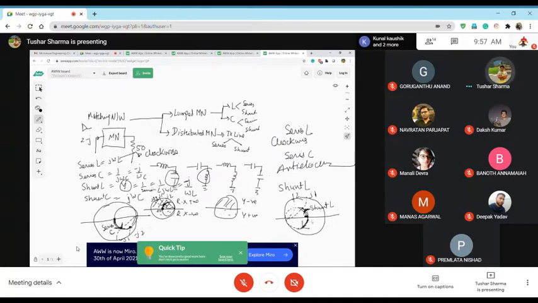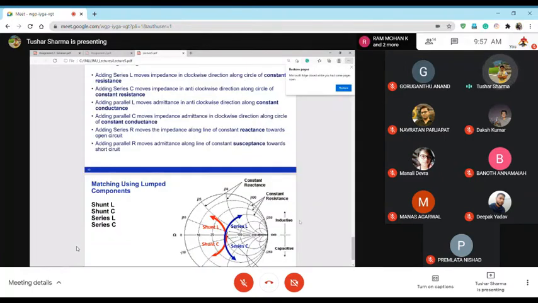Okay, which is shunt C. So what is written there is this, that the shunt C, adding parallel C, moves impedance admittance in clockwise direction along circle of constant conductance. So it is moving in impedance into the constant conductance circle. This is clockwise, this is anti-clockwise, this is clockwise, this is anti-clockwise. So these are the 4 things.